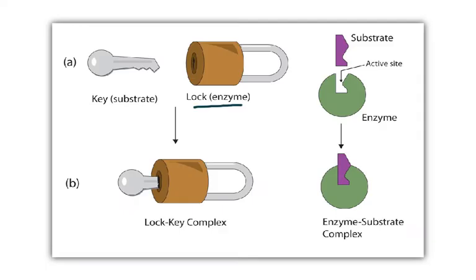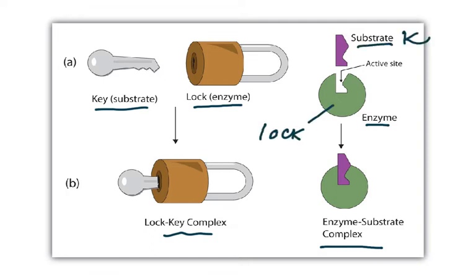The enzyme, and the key is the substrate. So here we have the enzyme, which is the lock, and the substrate is the key, and then it forms the lock key complex. But there is no such thing in biology, but it is called the enzyme substrate complex. So the lock is always the enzyme, and the substrate is always the key. So this has to be very clear to you.